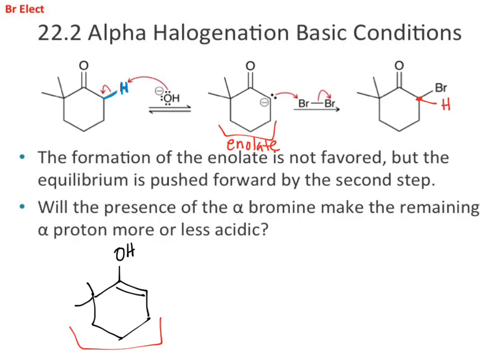Is it more acidic than our blue hydrogen? Why is it more acidic? You have an inductive effect of that bromine pulling electron density away. That hydrogen becomes even more acidic. So what is more than likely going to happen? We'll do the reaction again.